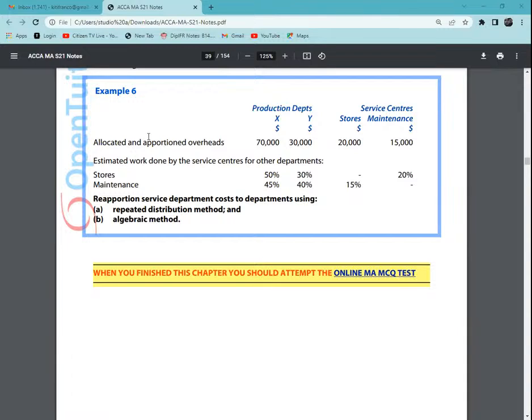Estimated work done by the service centers for other departments. You can see stores: 50% of whatever work it did went to X, and 30% went to Y. And then we can see, ladies and gentlemen, that stores served the maintenance department. Stores and maintenance departments are what? They are service centers. So stores is serving the other service department.